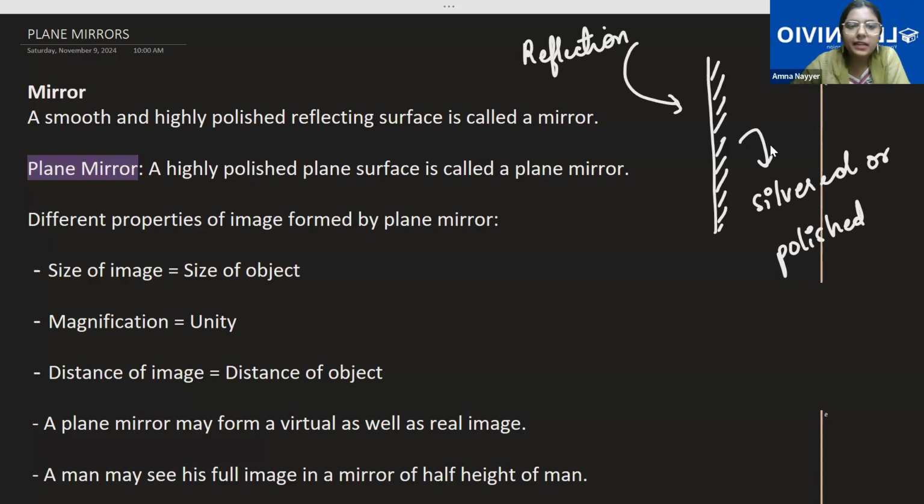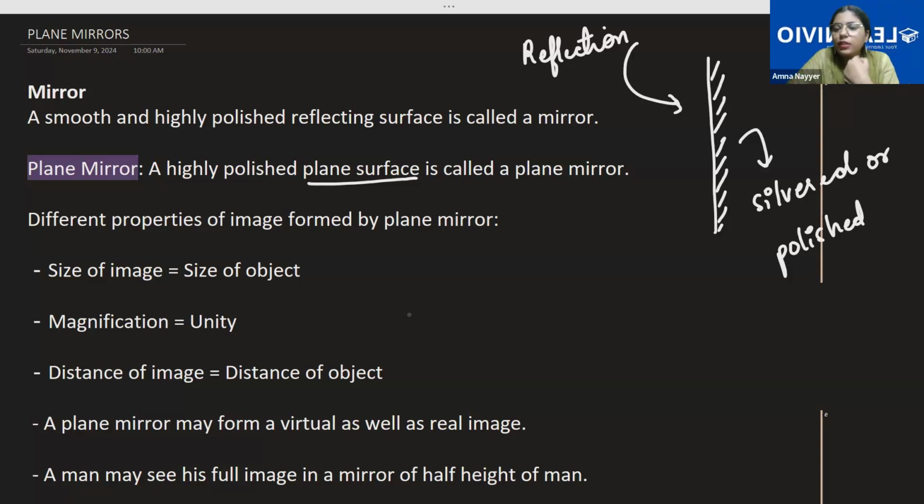So what's a plane mirror? A highly polished plane surface. This is the difference: your concave and convex mirrors were the curved mirrors. So this is all called a plane mirror. Different properties of image formed by a plane mirror. These are some properties of the image formed by a plane mirror.